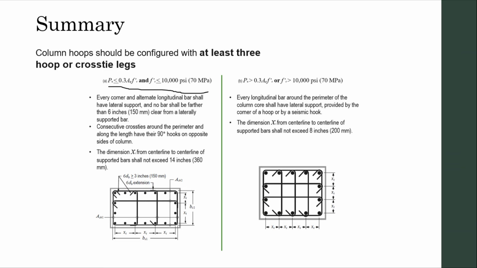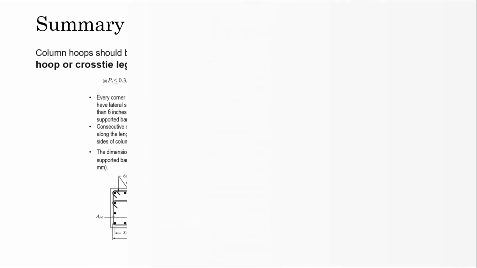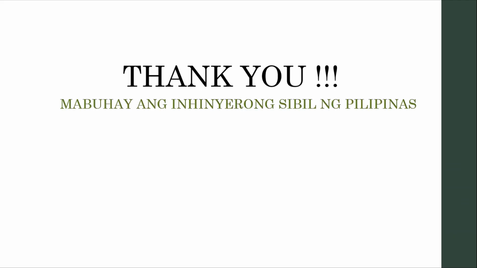Then, sa case 2 naman, dapat lahat ng hoops ay may lateral reinforcement. So, every longitudinal bar around the perimeter of the column core shall have a lateral support. Then, the center-to-center line spacing of longitudinal bars na may support shall not exceed 8 inches. So, dapat hindi siya lumagpas ng 8 inches or 200 mm. So, yun lang. Thank you.